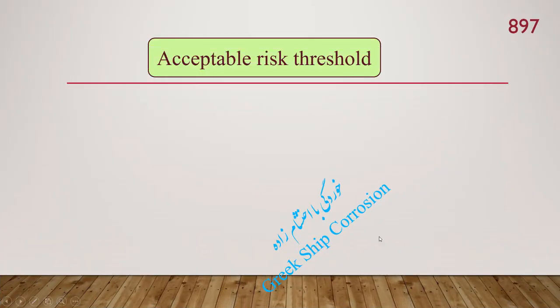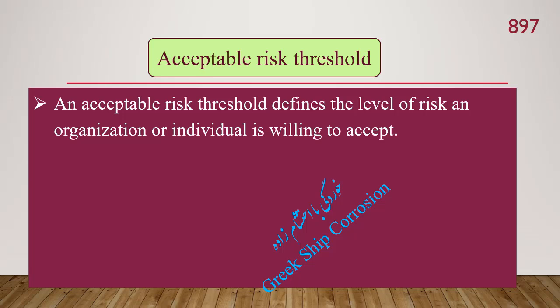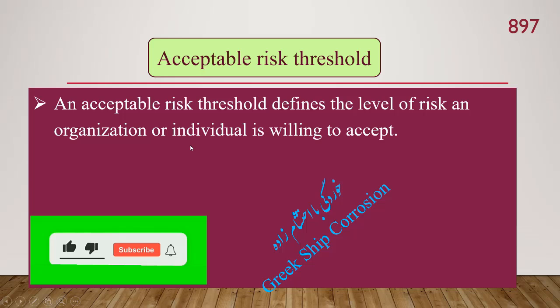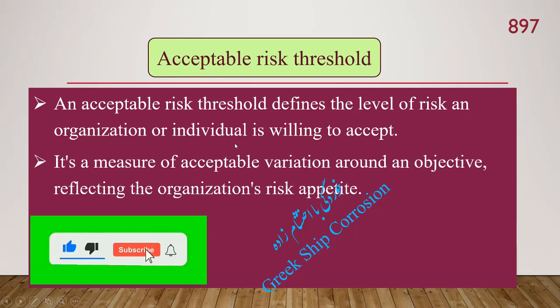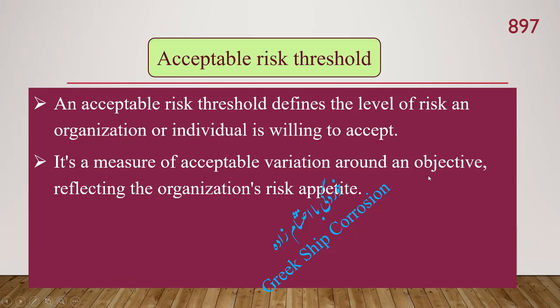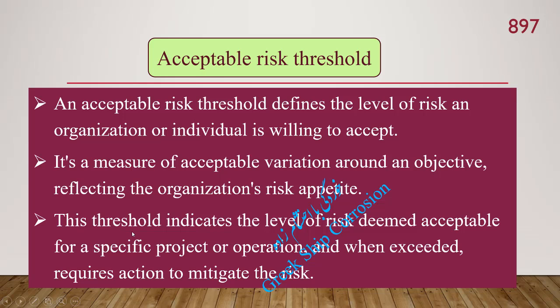Acceptable risk threshold. An acceptable risk threshold defines the level of risk an organization or individual is willing to accept. It's a measure of acceptable variation around an objective reflecting the organization's risk appetite. This threshold indicates the level of risk deemed acceptable for a specific project or operation, and when exceeded, requires action to mitigate the risk.